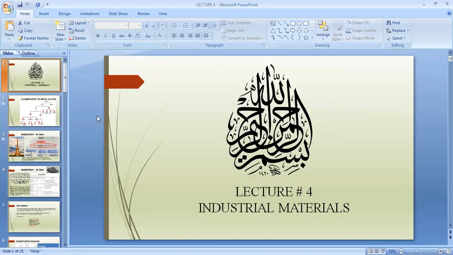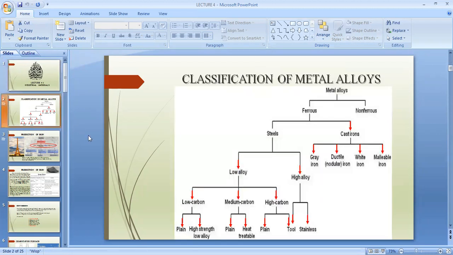Yes, now today we'll start with the classification of the metal alloys. In the major classification of metal alloys, we have ferrous and non-ferrous alloys. But in our industry, the maximum use throughout the world in the industrial sector is still the iron or ferrous alloys, which contain cast iron and steel, mainly these alloys.